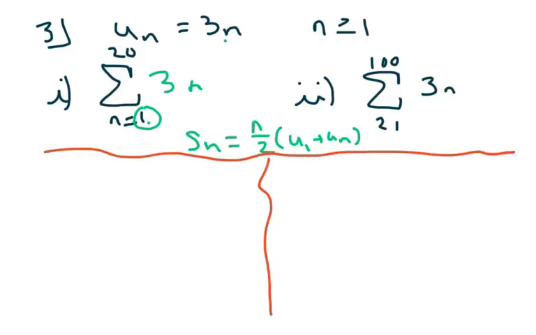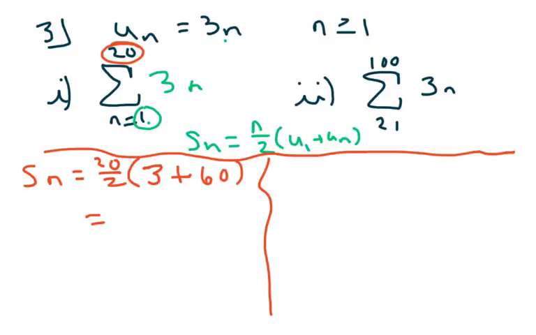This is an actual problem on the test. So we get the sum equals 20 over 2. My first term, I plug in 1. I get 3 times 1 is 3. And then I plug in 20. That's going to be my last. That would be 60. So that equals 10 times 63, which equals 630.